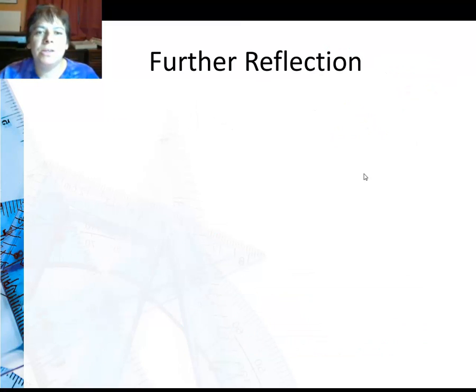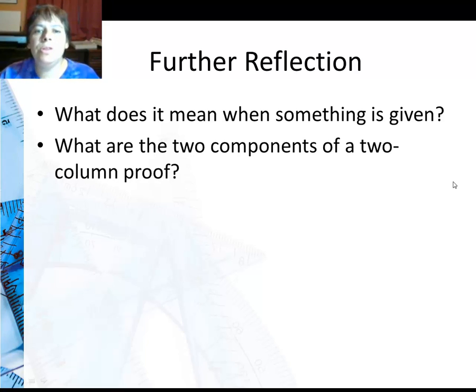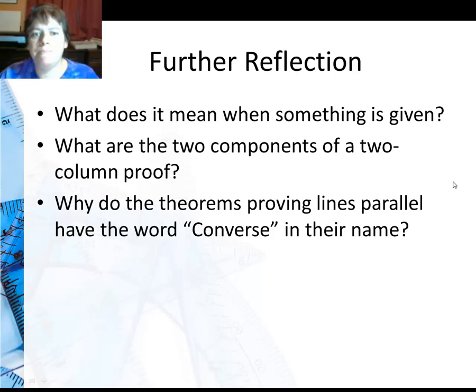So for further reflection: what does it mean when something is given in a problem? Well, essentially that means that you can take it as true. What are the two components of a two-column proof? Well, one is your statement, and the other is your justification, or the reason that you can make that statement.